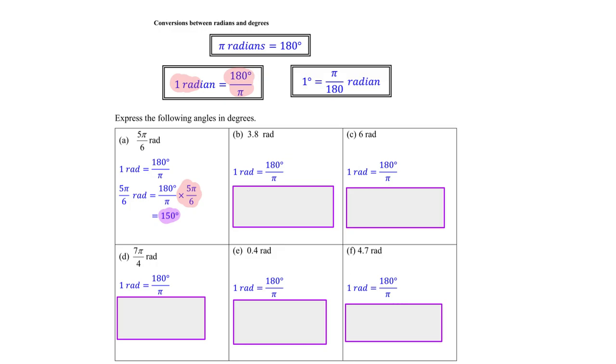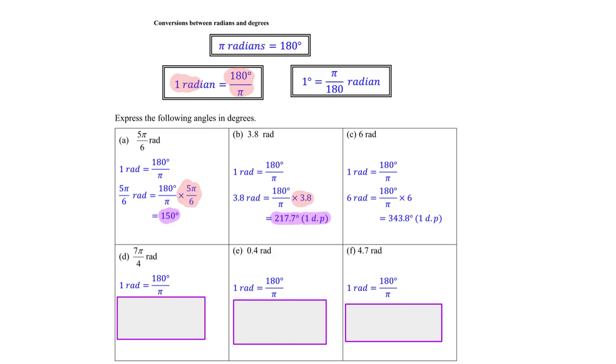For part B, I will have to multiply by 3.8. And if the answer is not exact, then do leave your answer to 1 decimal place. So if it is 6 radian, I just need to multiply by 6, to give me 343.8 degrees.